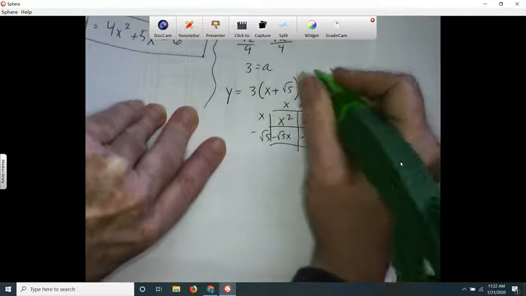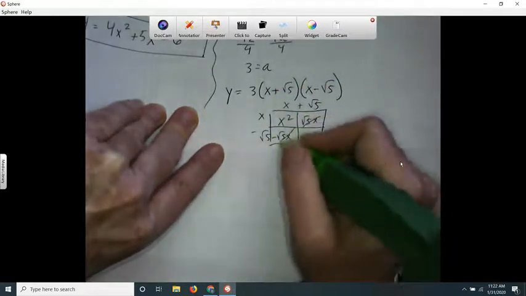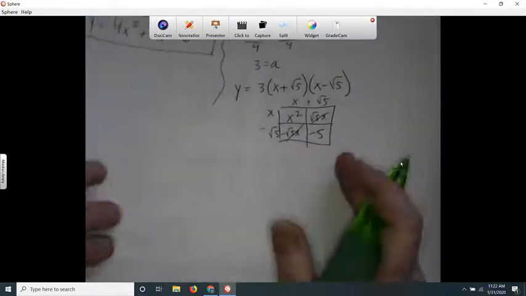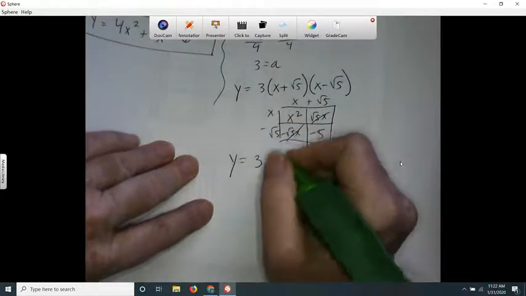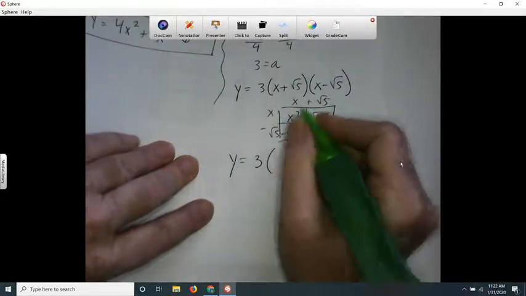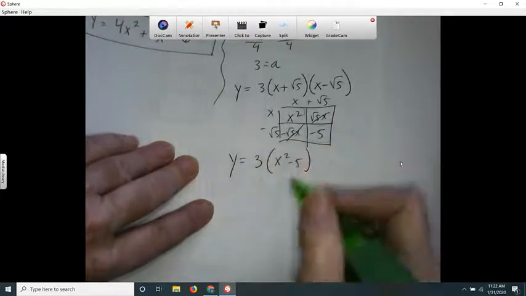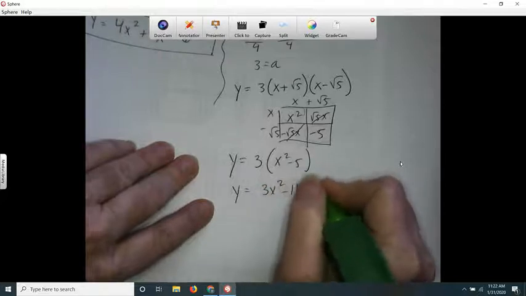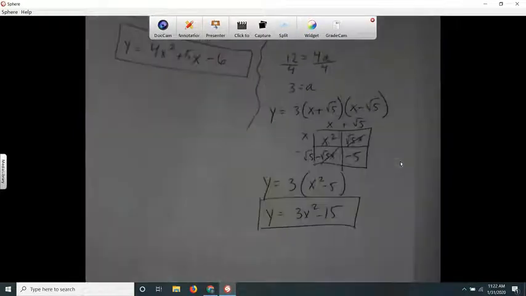So this part is just x squared minus 5. X squared minus 5. And then, so that's something like that maybe. Let's see if that's right. Yes. So those are good questions.